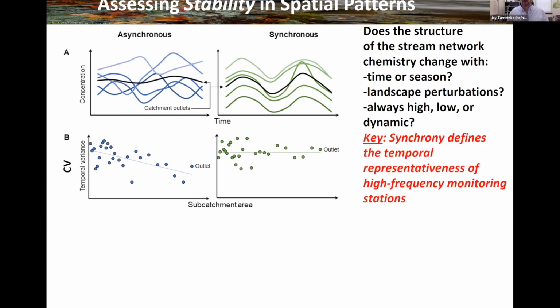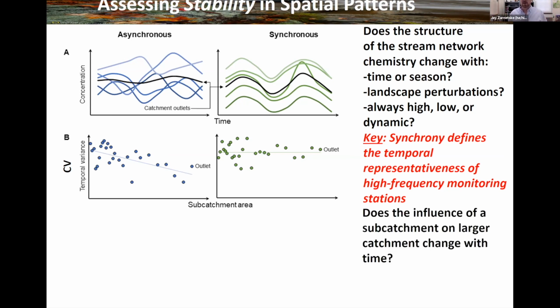The management implication for using this kind of information and determining whether you're in an asynchronous or a synchronous watershed is that it helps you identify where to put your sensors, where to develop your detailed studies. Because if it's a synchronous watershed, then one particular subcatchment is likely representative of what the whole watershed is doing. In an asynchronous watershed, you cannot assume that one watershed is representative of the larger area.